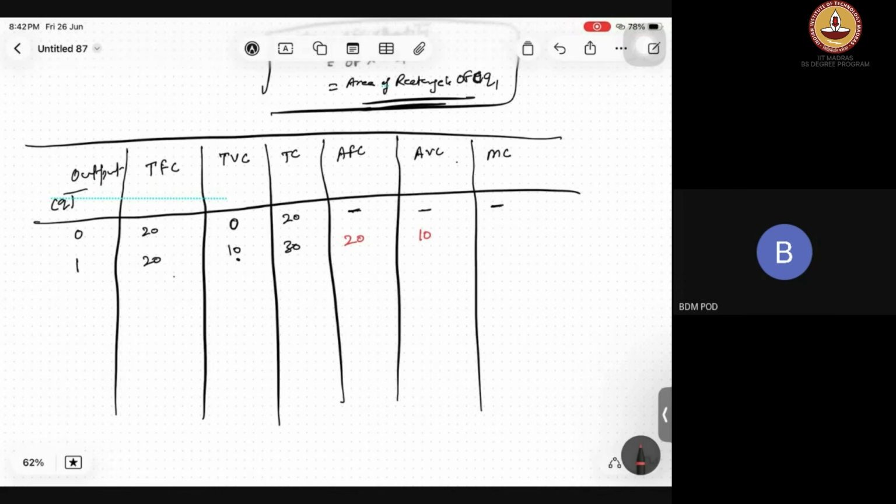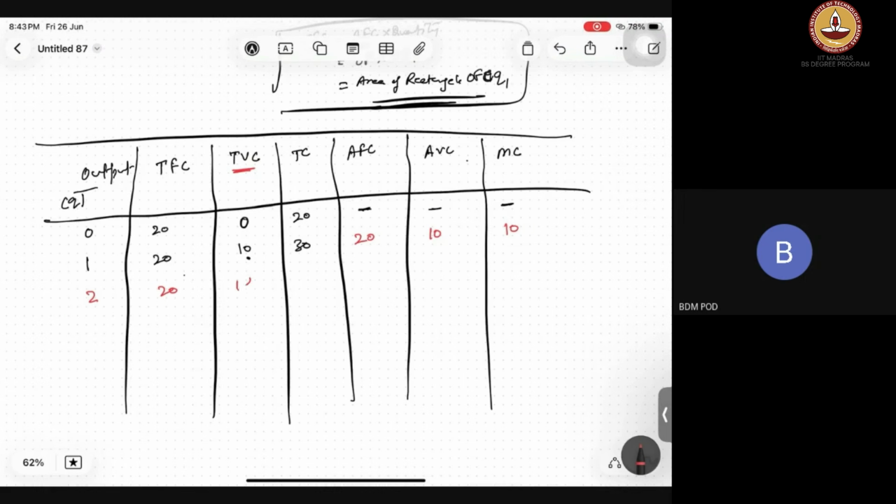AVC is 10. It's basically a ratio of TVC by quantity. Okay. And your marginal cost is coming out to be 10. Now, if we increase the output to 2 units, it is coming out to be 20.